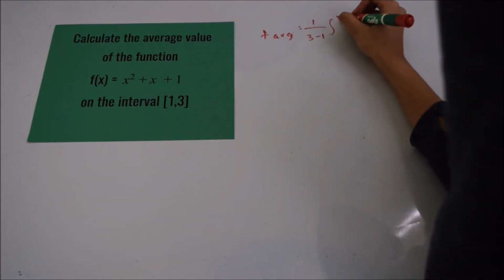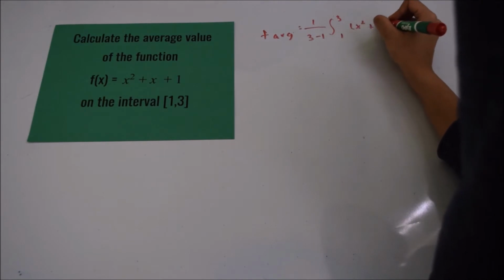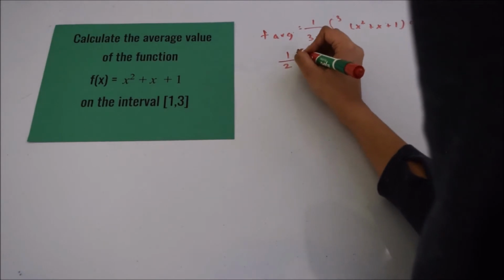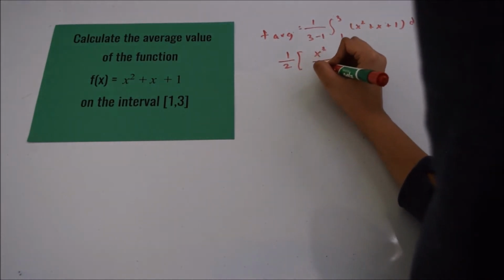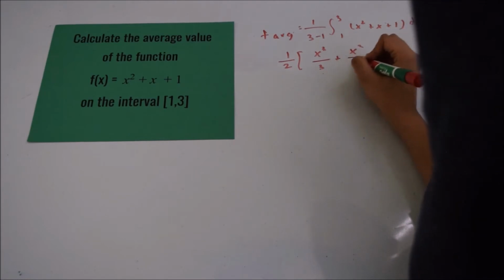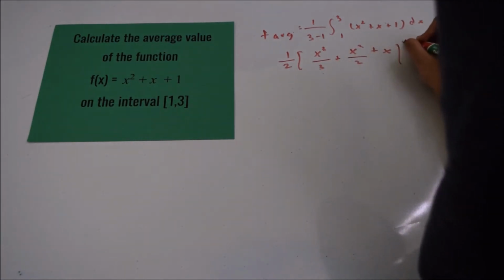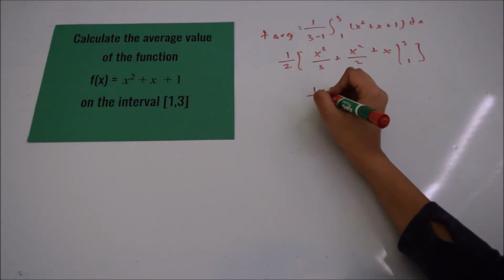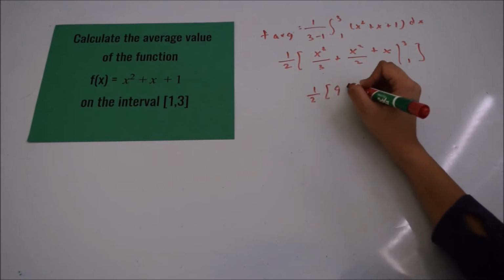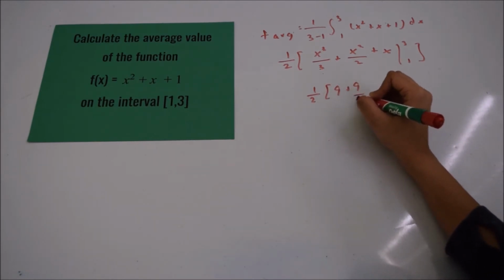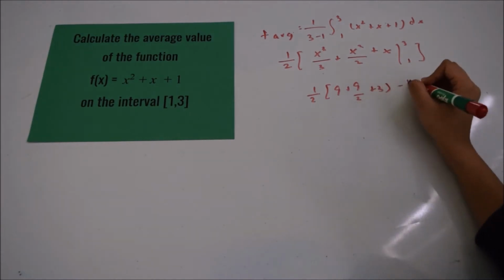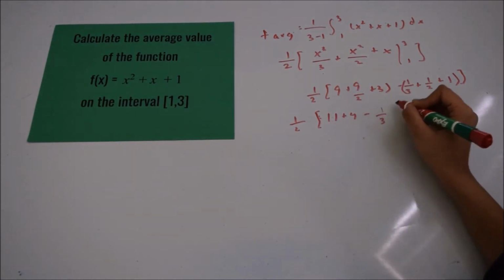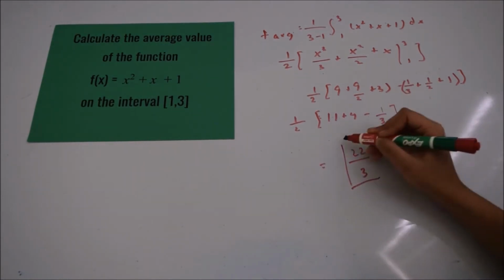This question involves the average value formula. In this case, a will be 1 and b will be 3. Now multiply 1 over 3 minus 1 by the integral of the function from 1 to 3. Now, 1 over 3 minus 1 is equal to 1/2 times the antiderivative, which is x cubed over 3 plus x squared over 2 plus x. And now evaluate from 1 to 3. Now substitute the 3 and 1 in their corresponding values and simplify the answer, which will result in 22 over 3.